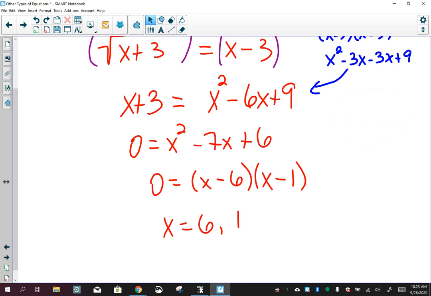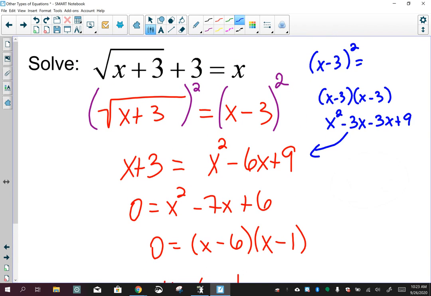And we get that. So now we're not done, because what we have to do is take these x values here and go back up to the original equation and plug them in up here and see which one actually works. So if I plug in my 6 here and here, I get 6 plus 3, that's 9. Square root of 9 is 3. 3 plus 3 is 6. That works. So the 6 works.